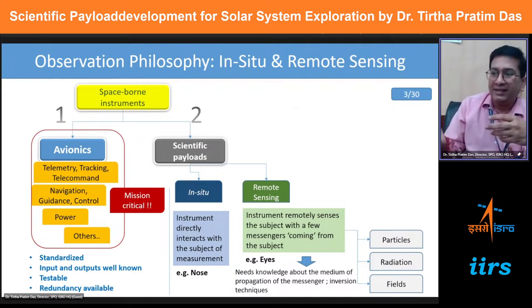And I need not mention that when I am making a remote sensing measurement, I can have many types of messengers. I can have particles as messengers, I can have radiation as messenger, fields as messenger, and so on and so forth. In this slide, I have not listed everything.